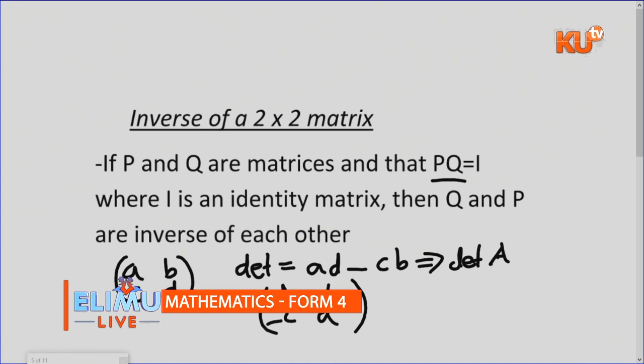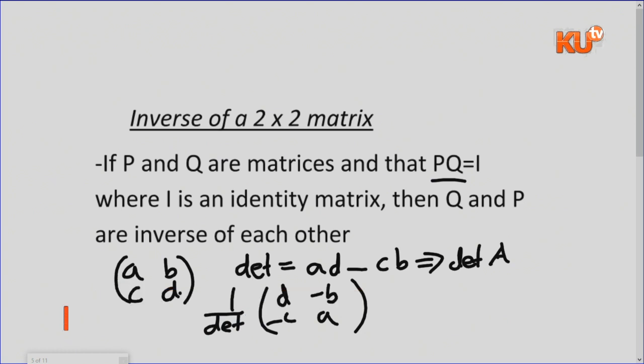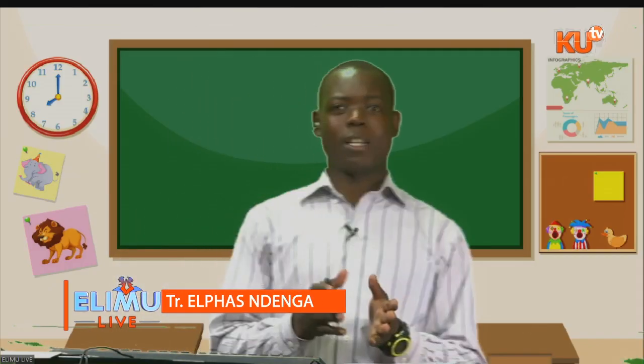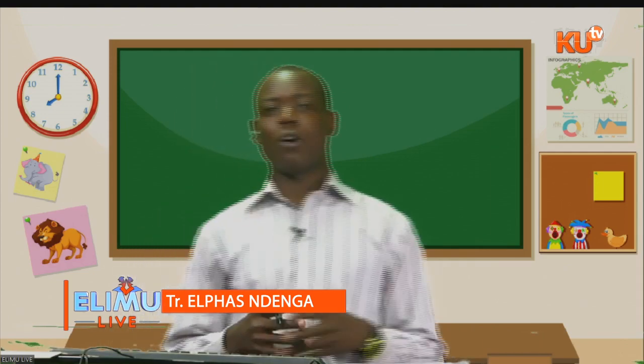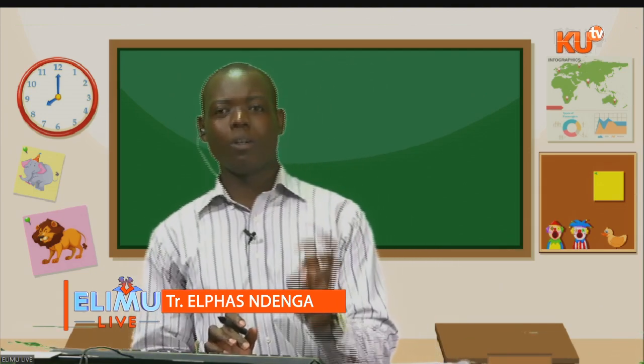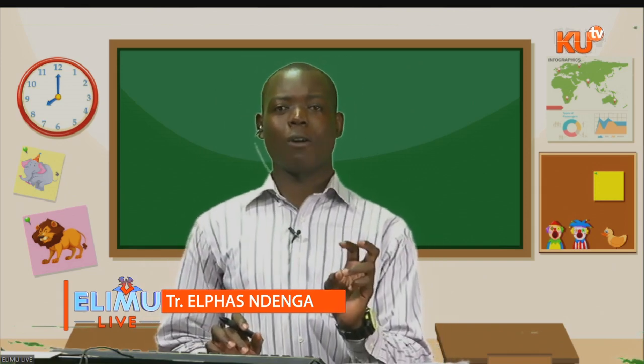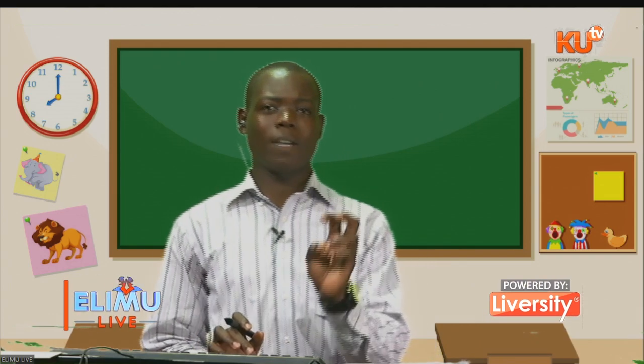And so this matrix, we divide by the determinant. Dividing by the determinant simply means I will take 1 over the determinant, then multiply by the matrix. If you do that, students, you will have determined the inverse of the matrix. So it is very simple. Only follow the three procedures. Number one, get the determinant. Number two, reverse the elements in the leading diagonal, and change the signs of the elements in the other diagonal. Then you divide by the determinant.